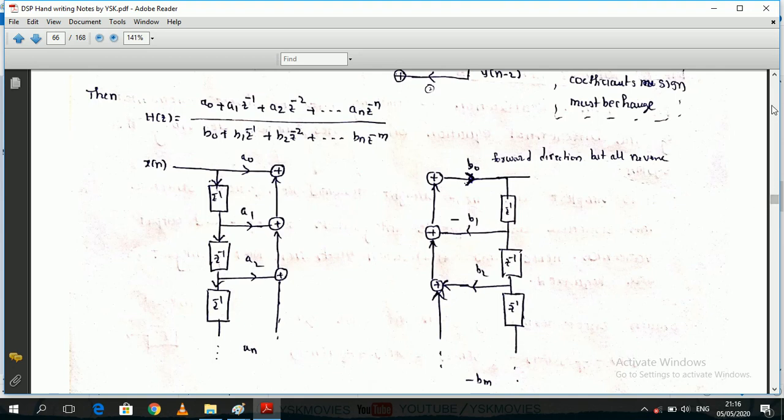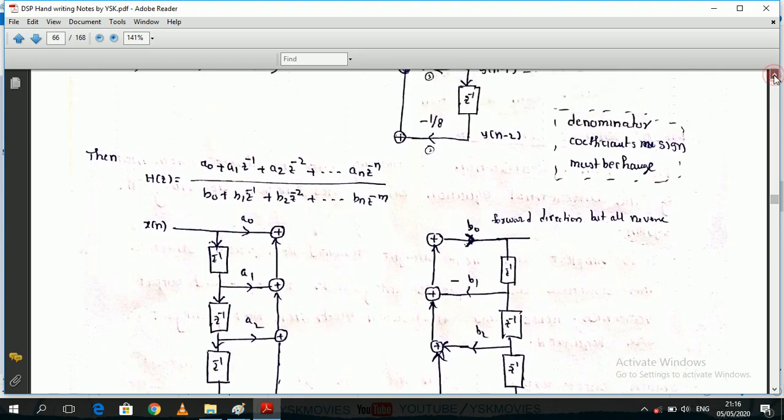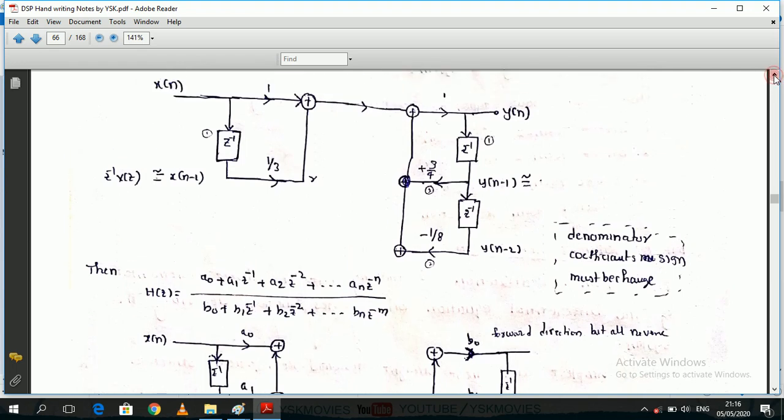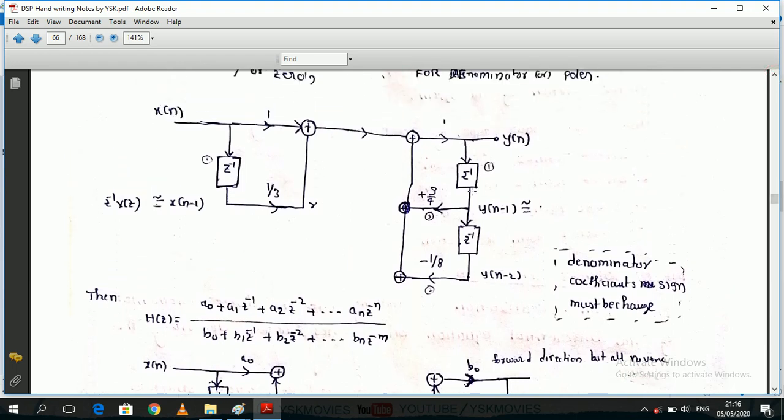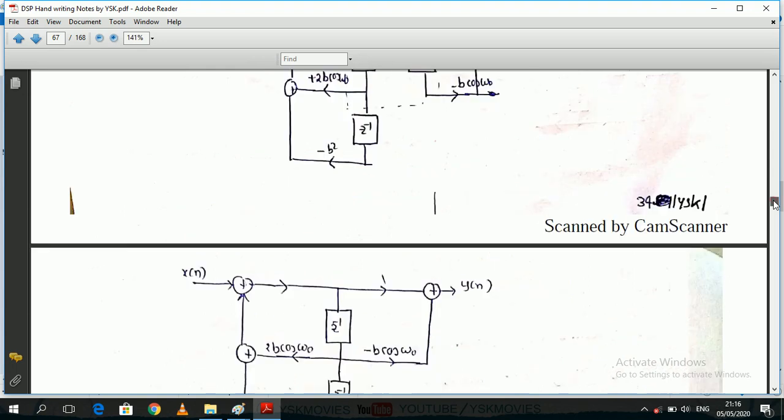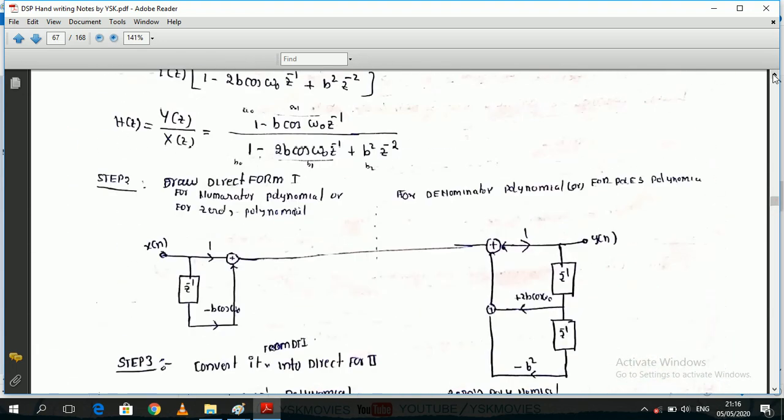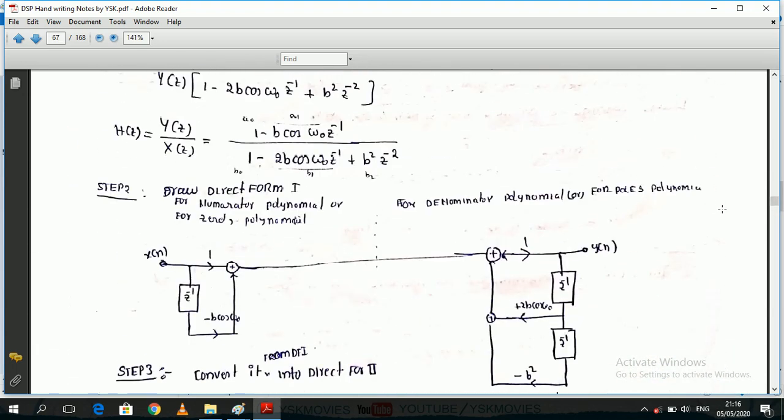Okay, you can understand why we are using z inverse only. This is up to here y of n minus 1, and up to here again, combining these two becomes y of n minus 2. That is the reason we are using z power minus 1. So the denominator coefficients must be changed, the signs must be changed. This is from direct form 1. These notes are available in Google Classroom, please find them.